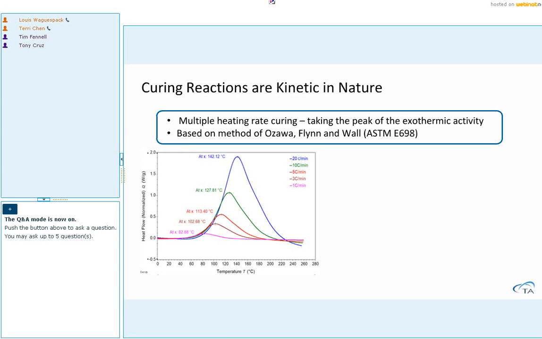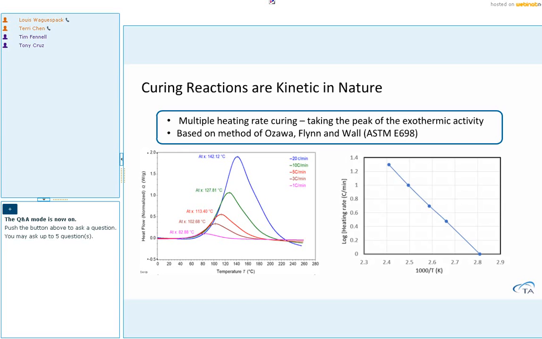From these test results, we can then plot the log heating rate versus the inverse of the peak temperatures. As you can see, they follow a reasonably good linear relationship. And then from these results, we can calculate the activation energy and the other kinetic parameters.